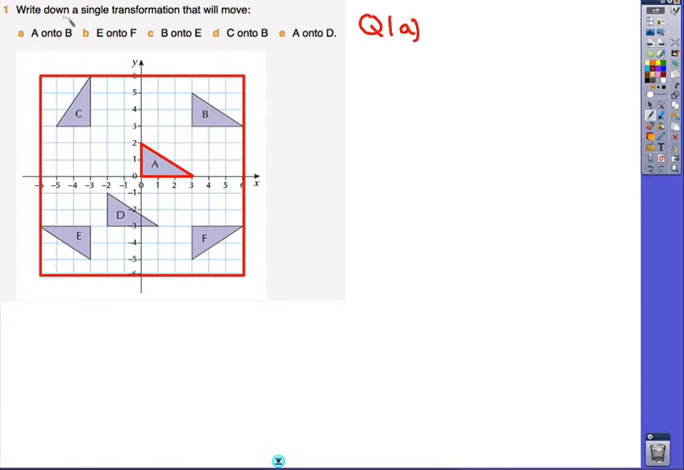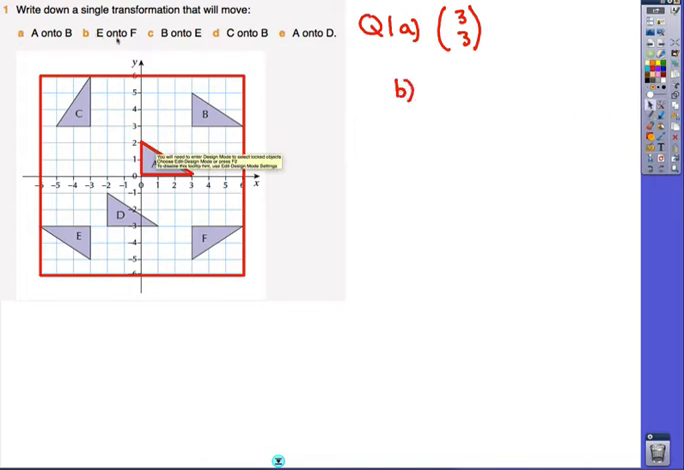Question 1A. Write down a single transformation that will move A onto B. So here's our triangle A, and for it to go to B, it's a translation. That's the type of transformation. It's a translation because it hasn't been rotated, hasn't been enlarged. So moving across 3 steps to the right, 1, 2, 3 right, and 1, 2, 3 up. So you would need to write this as a vector, 3 right, 3 up. They're both going to be positive.